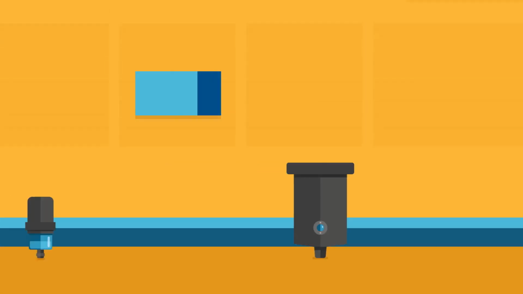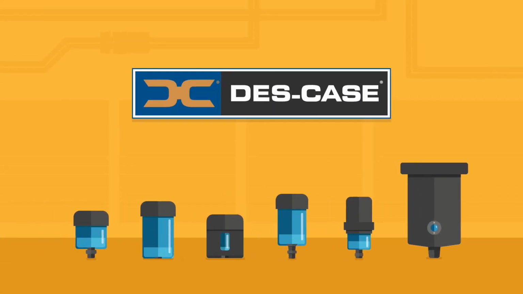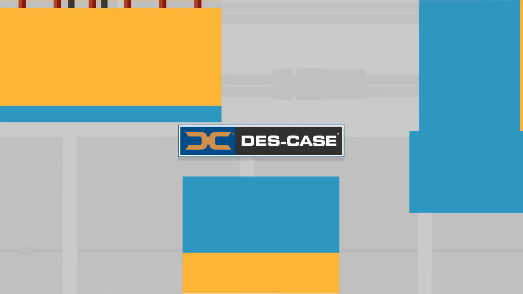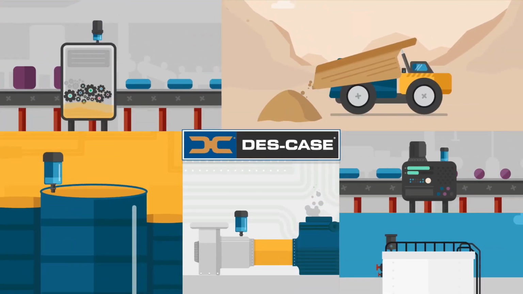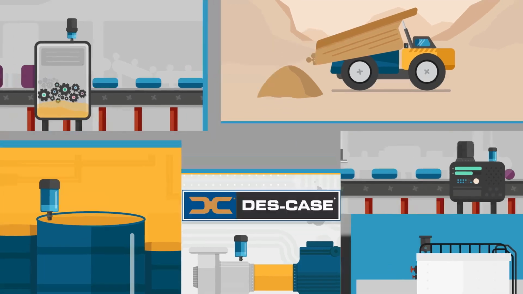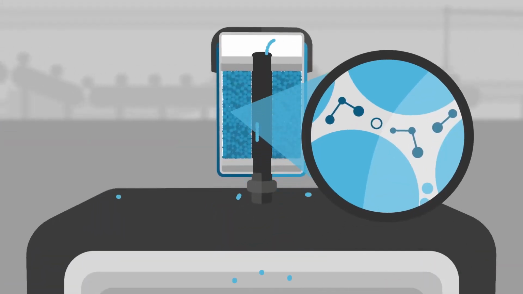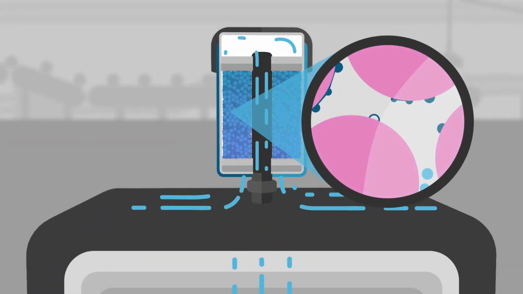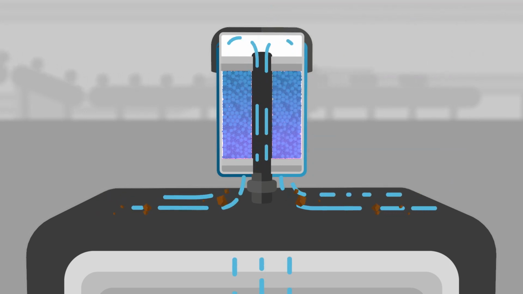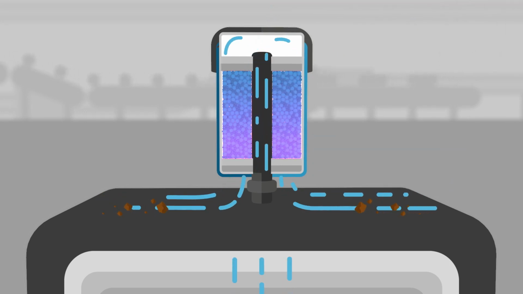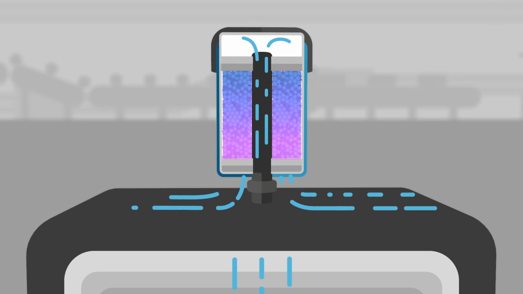But that's where Descase's desiccant breathers work their magic. With a wide range of sizes and features for almost any application, our breathers simultaneously remove moisture from the headspace of equipment with silica gel and prevent even the smallest particles from entering your oil tanks with multi-layer filtration.